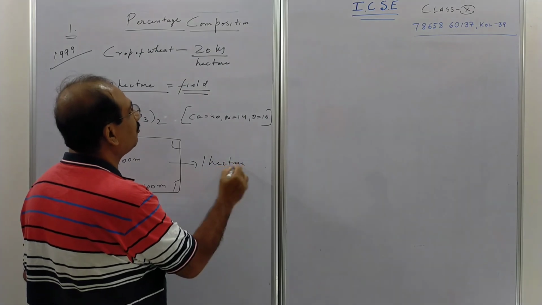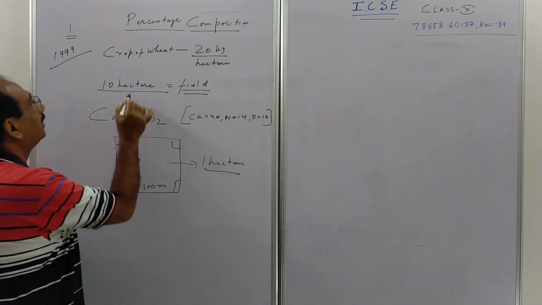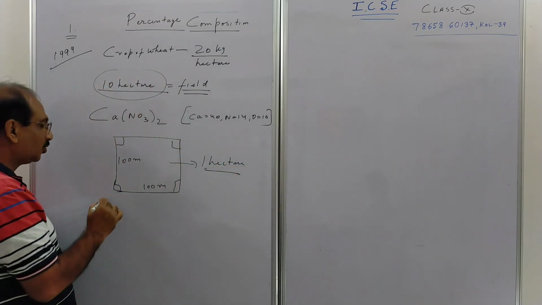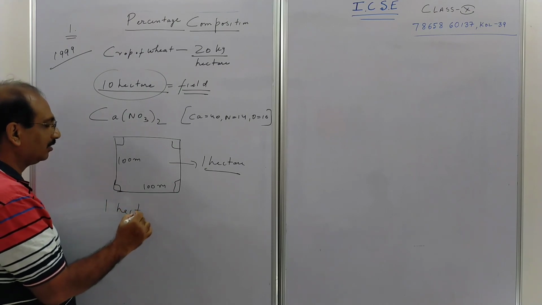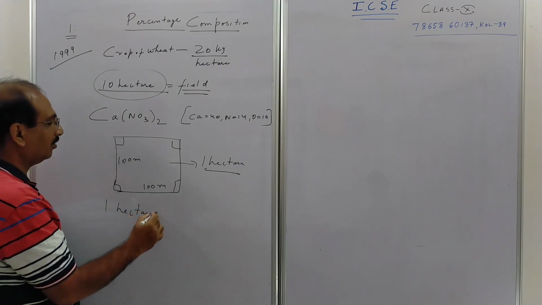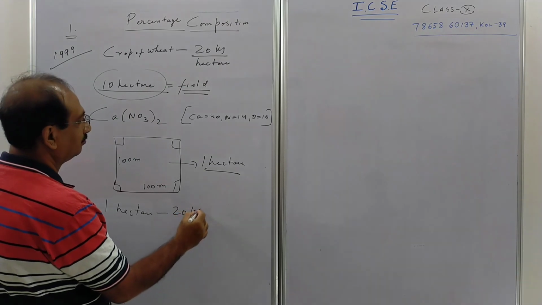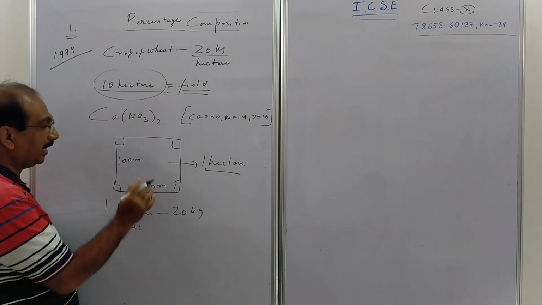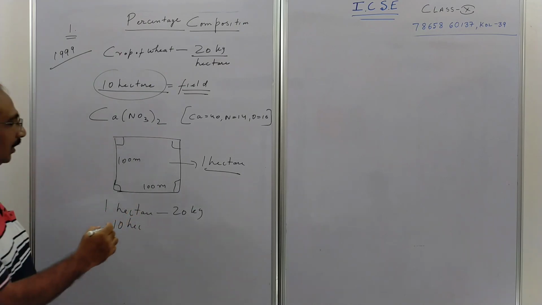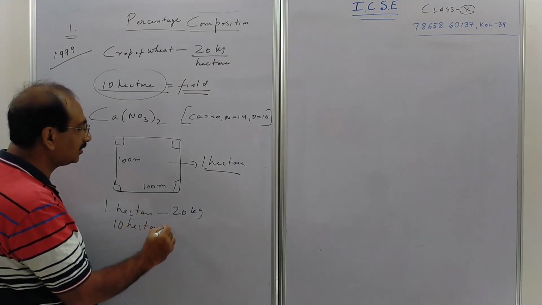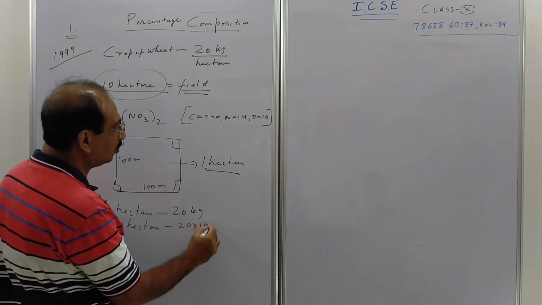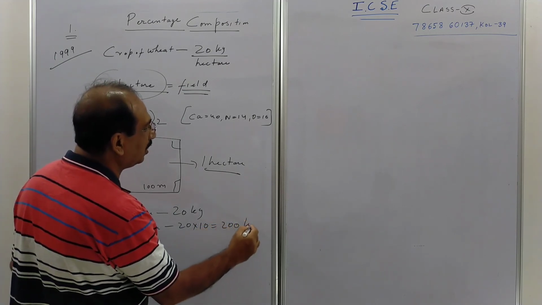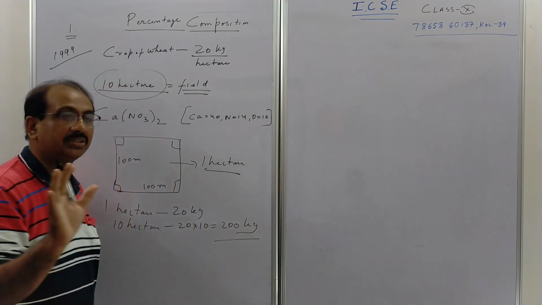So suppose a farmer has a 10 hectare field. So 1 hectare field requires 20 kg. Who is saying? The question is saying. So 10 hectares, 10 times bigger, requires 10 times more. So how much do I need? I need 200 kg of nitrogen.